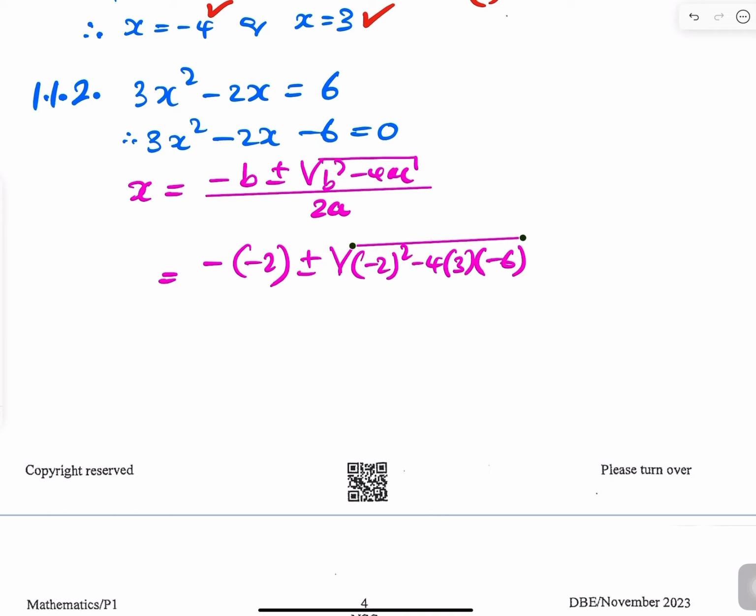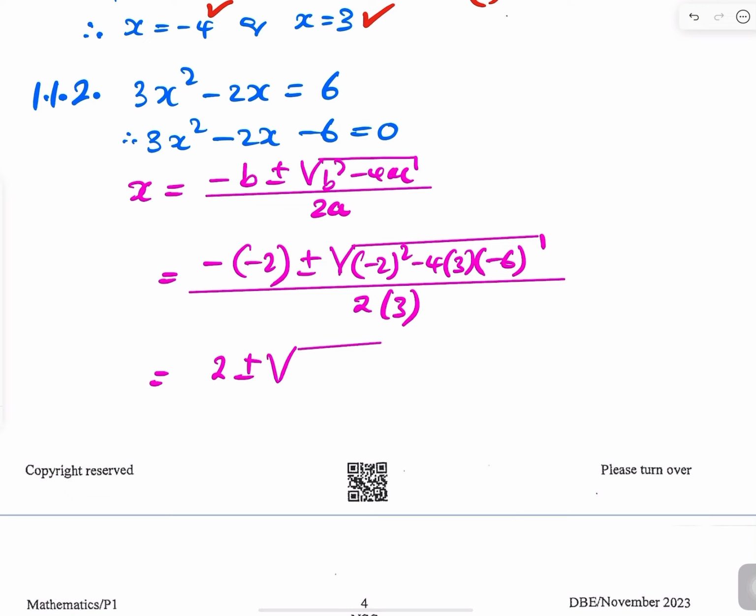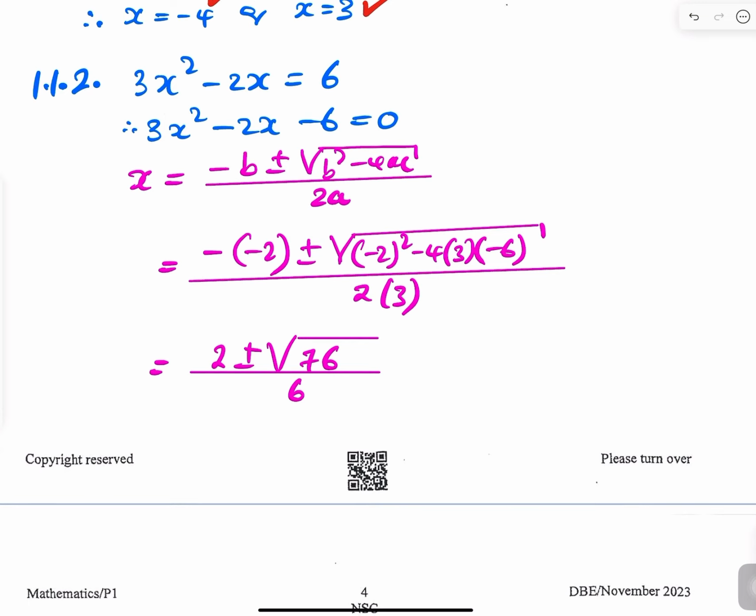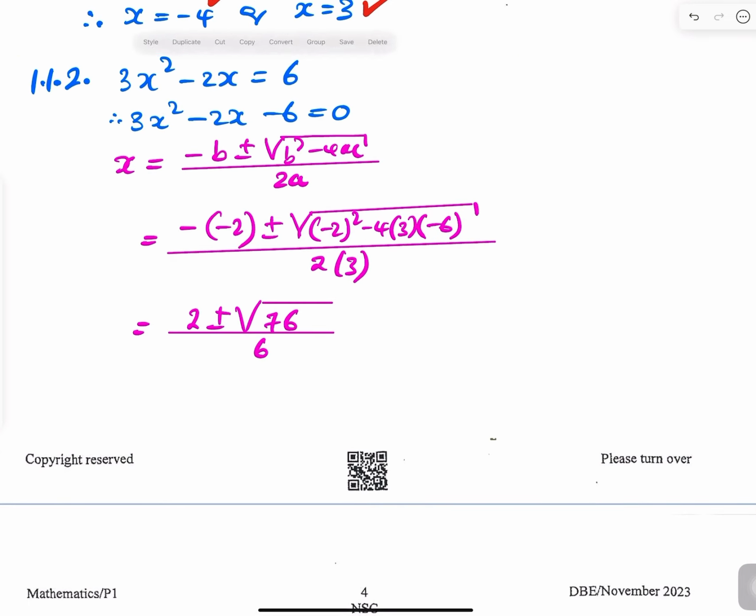Okay, I'm just going to enlarge this square root here and divide this by 2 into 3. Now we are going to say negative times negative is positive 2 plus or minus the square root of the discriminant. If you do that properly inside the radicand, you are going to get 76 there. You divide this by 6. Okay, so now you need to conclude your answers. Allow me to create more room for this.